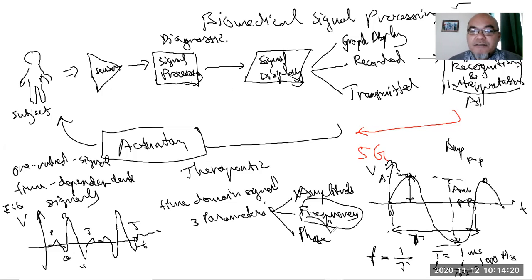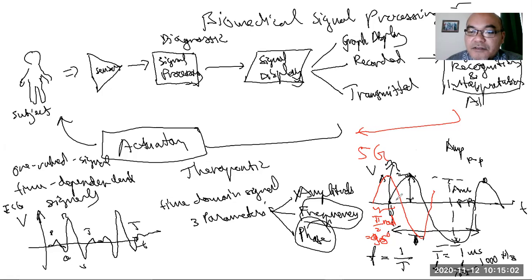The third parameter is what we call phase. Phase is how much it is lagging or leading. For example, if we have another wave that, when t equals 0, is already at its peak, we know that it is leading by 90 degrees. Usually we express the phase in radians, by pi over 2 radians. So pi over 2 radians equals 90 degrees.